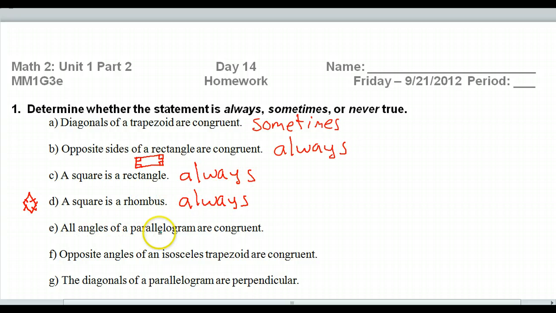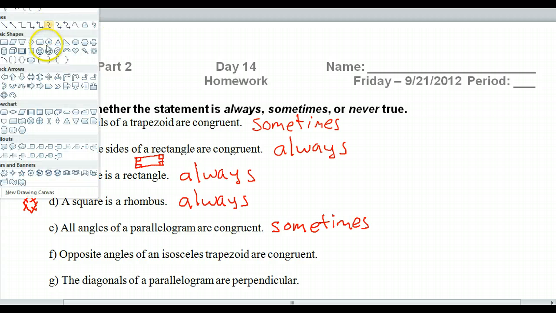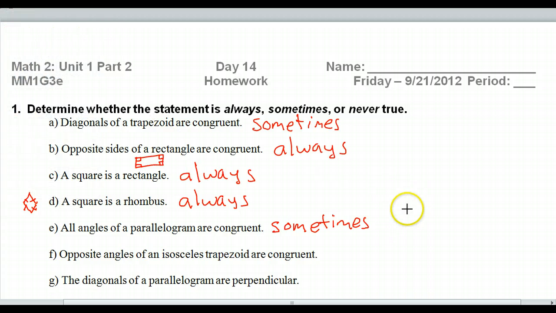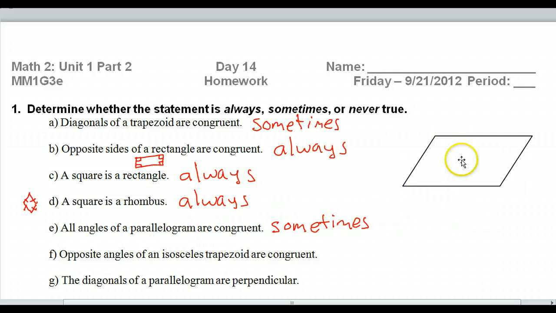All angles of a parallelogram are congruent. That will certainly not always be true. Okay, that will sometimes be true. If I draw a general parallelogram, okay, in this parallelogram, are all angles congruent? Obviously not. I have an acute angle, obtuse angle, acute angle, obtuse angle. So those are not all congruent.